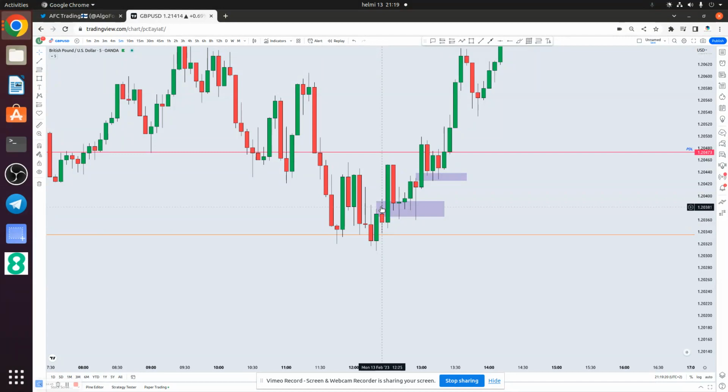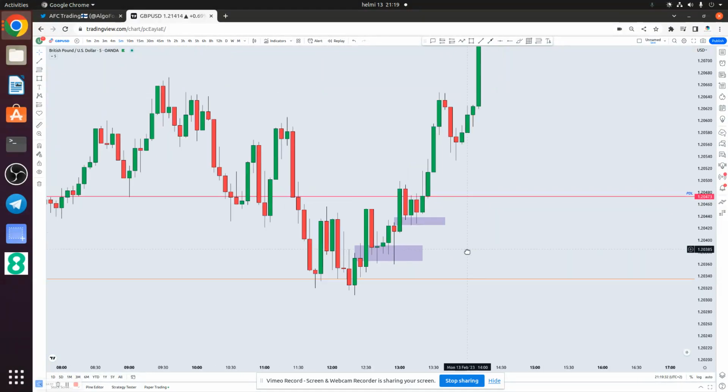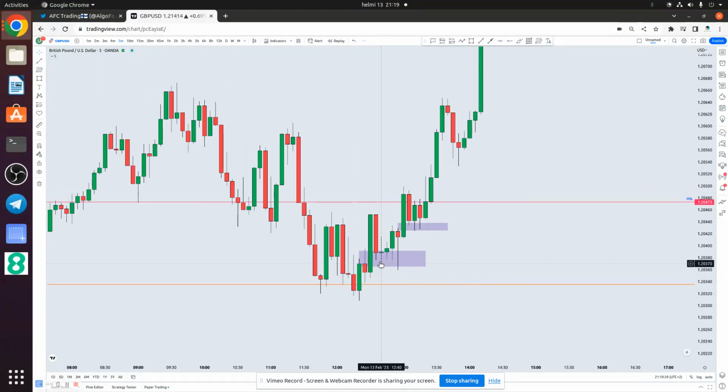So price comes back into it, price goes up, we come back into the propulsion order block. I mean the propulsion block. These terms are even hard to pronounce. Then your entry will be there, and then price goes up.